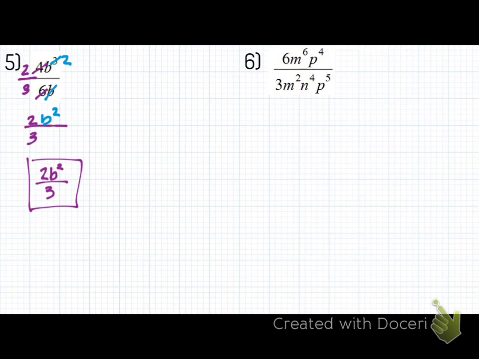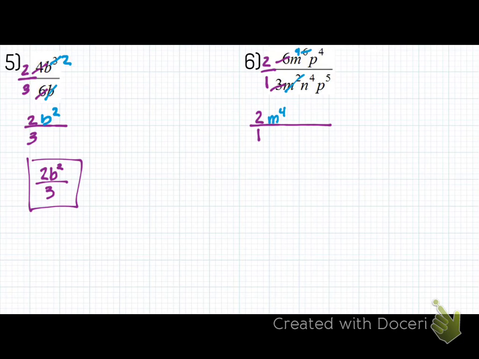Okay, so eyes up here. Number 6. Quiet. Everyone's working. Go. Okay, so the 6 and the 3 becomes 2/1. I'll bring that down. And then I start alphabetical order. I got m squared on the bottom. I cross that out because it's smaller. Those all go away. And I'm just going to take 2 from the top. 6 minus 2 is 4. So we got m to the 4th left in the numerator.